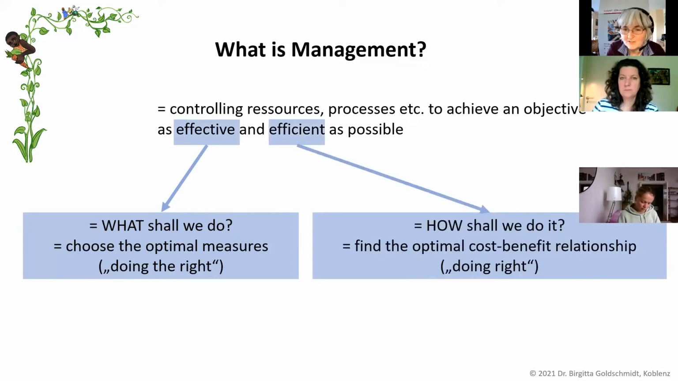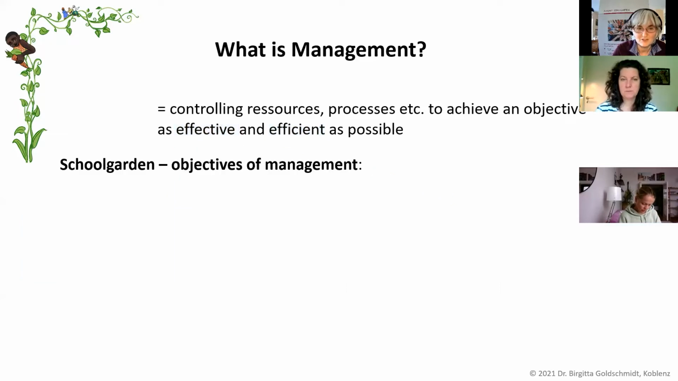And what does efficient mean? Efficient is the question, how shall we do what we have chosen, this measure? That means to find the optimal cost-benefit relation. So doing it right. This is the difference. And this must be in the management process. In an optimal management process, you find both these things, that you do it effective and efficient. And in school garden management, you have certain objectives and of course also certain objects of management.